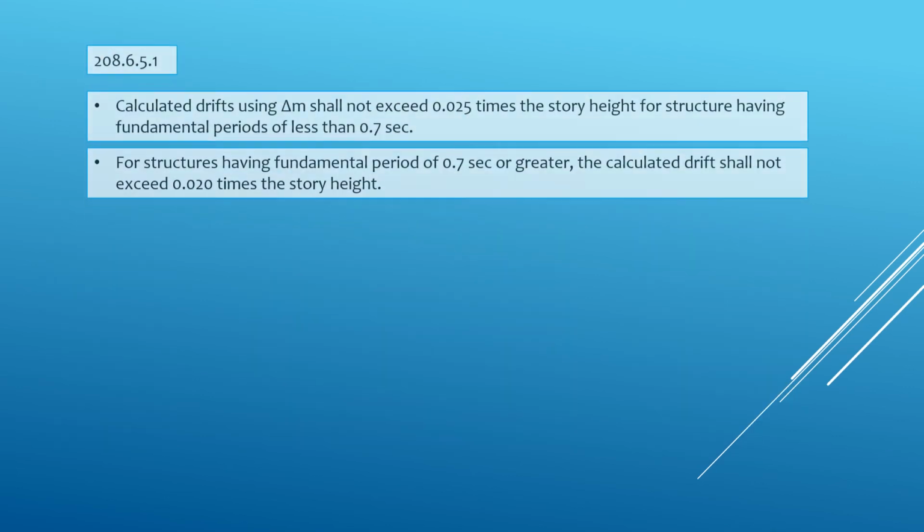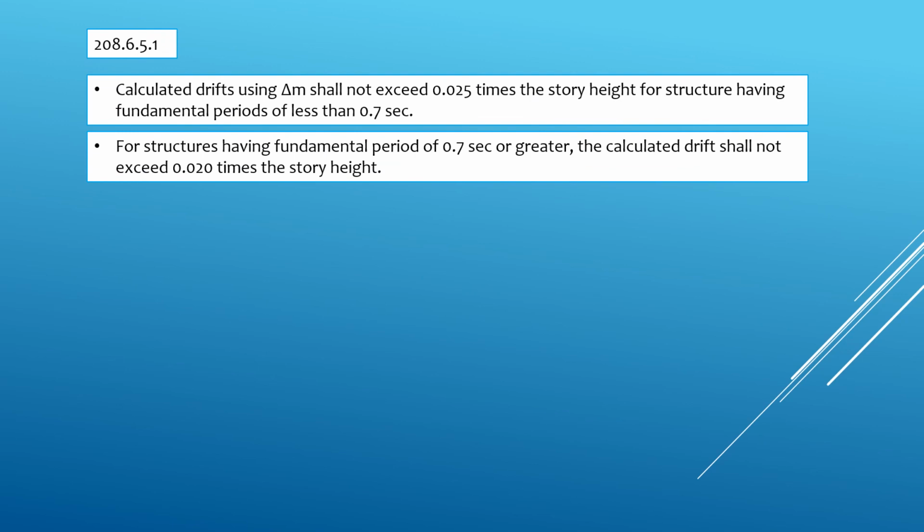So, ito naman, according to NSCP 2015, 208.6.5.1, sabi is, calculated drift using delta M shall not exceed 0.025 times the story height for structure having fundamental periods of less than 0.7 seconds. Then, for structures having fundamental period of 0.7 seconds or greater, the calculated drift shall not exceed 0.020 times the story height.